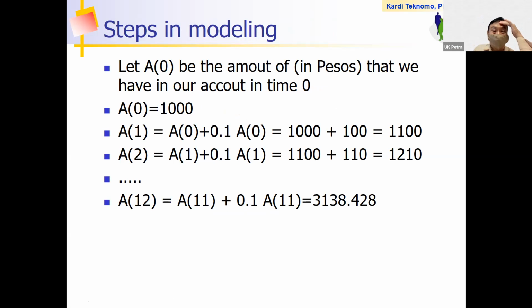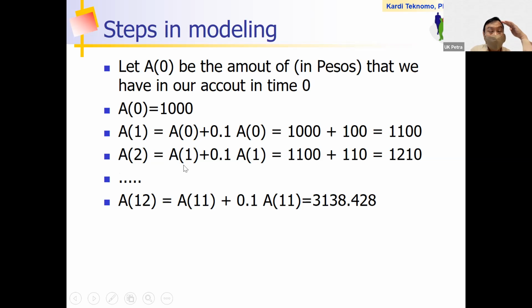Okay, say I will say A as my state variable. A0 is the amount in pesos that you have in your account at time zero. So in that case, A0 is 1,000, right? And then what will you say? Because 10%, we will have A0 plus 10%, 0.1, multiplied by A0, correct? Okay, A1 is A0 plus 0.1 times A0. Is this correct or not? And then what will you get? You will get 1,000 plus 10% of 1,000, which is 100. So you get 1,100 in A1.